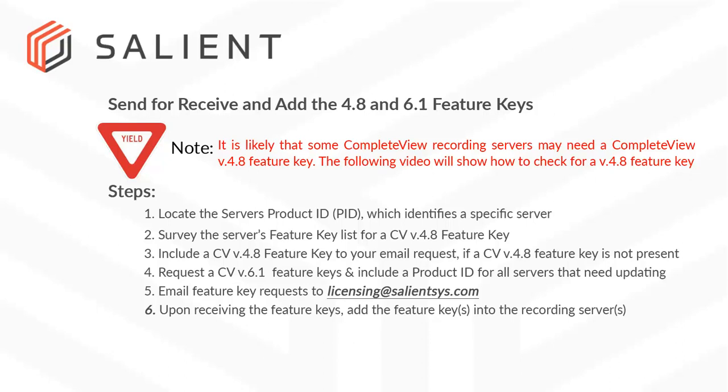Survey the product ID panel on each recording server scheduled for updating and identify and send a request for all required feature keys to licensing@salientsys.com. Feature keys must be added to the recording server before commencing the update at the desktop client, because the push update process checks the recording server's license for software version feature keys before the update begins.